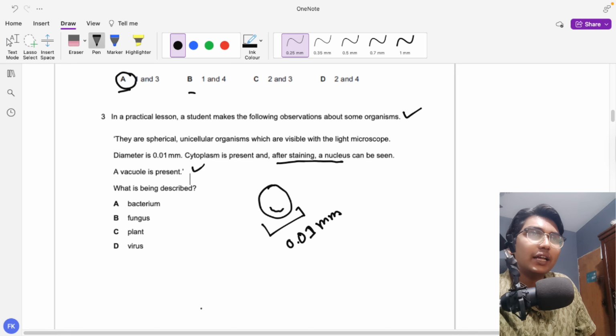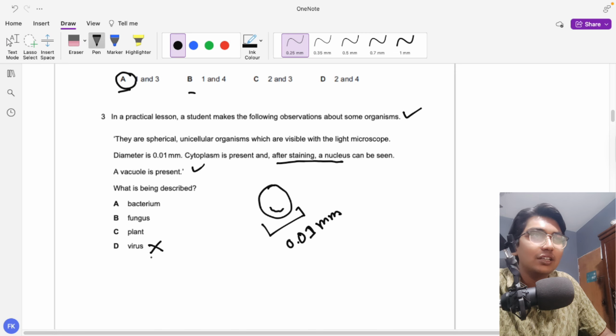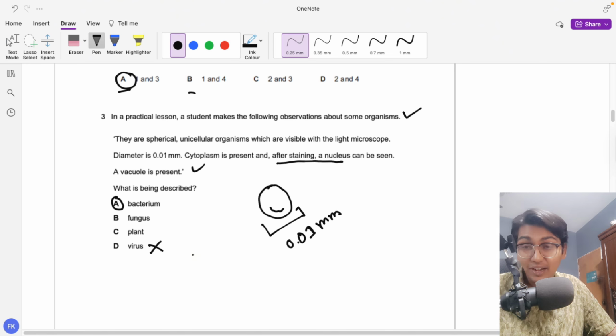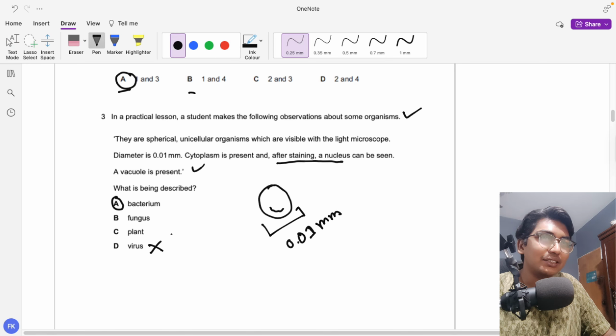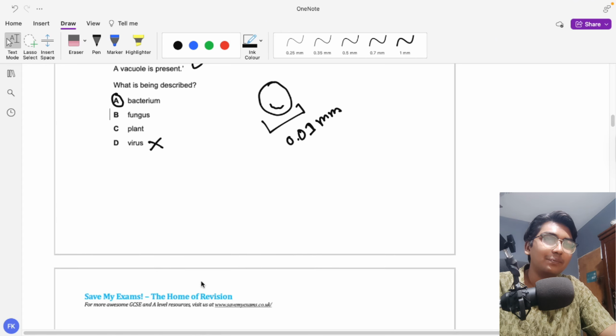So you can see we got options bacterium, fungus, plant, virus. In a virus there is no cytoplasm, so it couldn't be the answer, right? And they have to stain a nucleus. So that should be a bacterium. Why not a plant? Plant is usually multicellular, right? And it couldn't be a virus because a virus doesn't have cytoplasm. It couldn't be a fungus, right? Fungus is a eukaryotic organism. It has a nucleus that can be seen. So it should be bacterium.